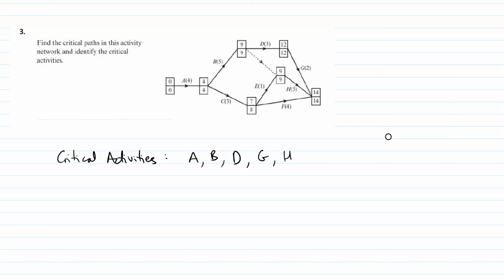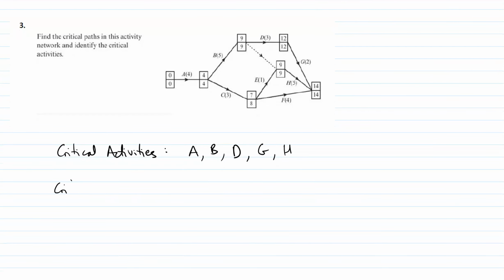So there are activities. Now to find the critical paths, there might be more than one. All we do is we look along some of these activities from start to finish and see if there's a path which contains entirely critical activity. So for example here we have A, definitely, B is critical, D is critical, G is critical, so that's going to be one of them. A, B, D, G.